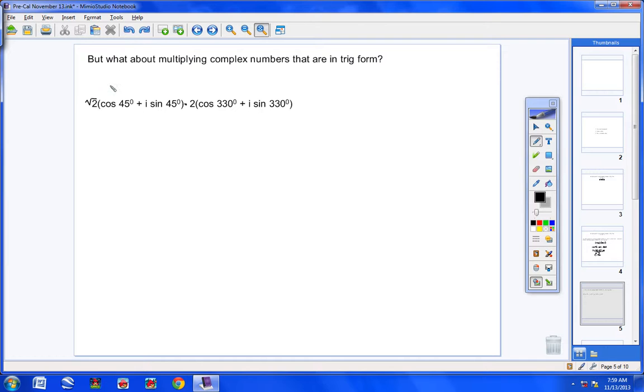It's really easy. First of all, you take your outside numbers, which are the lengths of your hypotenuses, if there is such a word, and you're going to multiply them together. So square root of 2 times 2 is simply 2 square root of 2. That is amazingly easy. And then you simply add your angles. Here you have 45 degrees, here you have 330. Add them together, and you would have the cosine of 375 degrees.